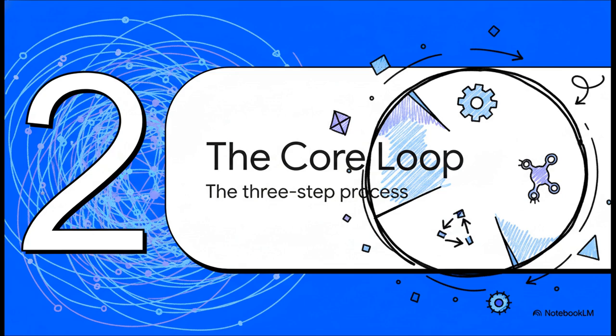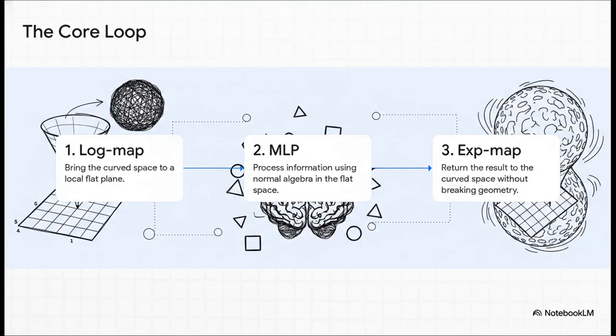Okay, so we've got our curved universe and our local rules. Now let's look at the engine that actually drives this thing. It's a three-step process that repeats over and over, and it's really the heart of the entire system. So, the whole process boils down to these 3 steps. Yeah, the names sound a little intimidating, I get it. But what they do is solve a really fundamental problem. How do you do regular math, the kind that works on flat surfaces, inside a universe that's always curved?